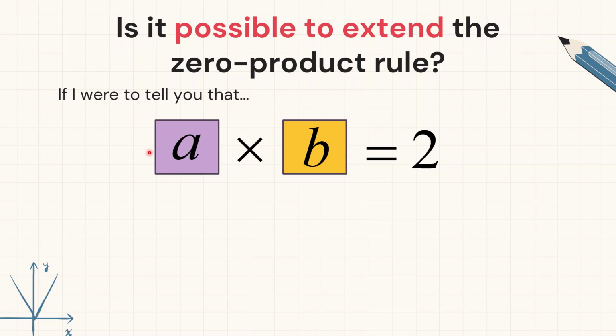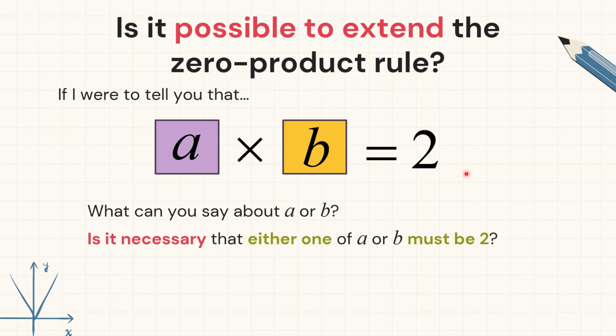If I were to tell you that A times B equals 2, what can you actually say about A or B? Is it necessary that either one of A or B must be equal to 2? So must I have 2 times something in order to get 2?